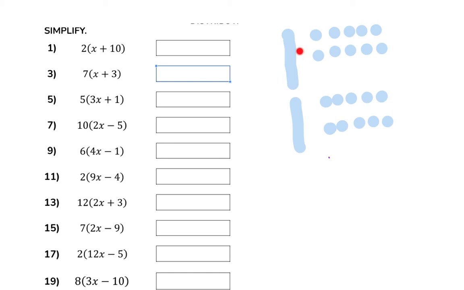And so then if I were to count that up to see how many total x's I have, I've got 1, 2, so that's 2x. And then I've got 5, 10, 15, 20, so 2x plus 20. And now the shortcut for that would have been to distribute the 2 times the x and then add the 2 times the 10. All right, let's see what that would look like with another one here.